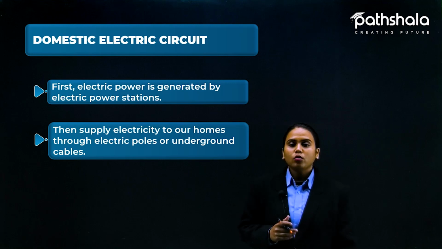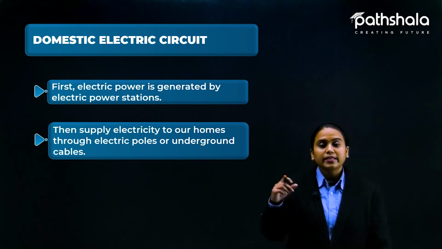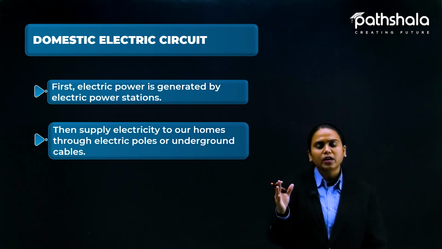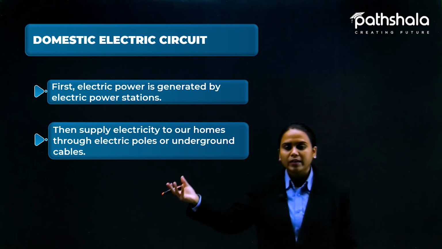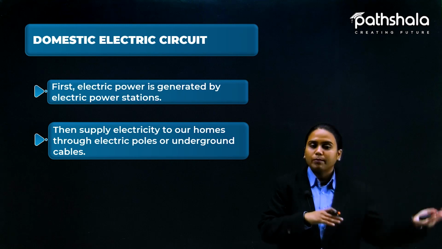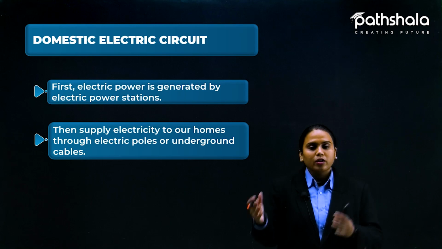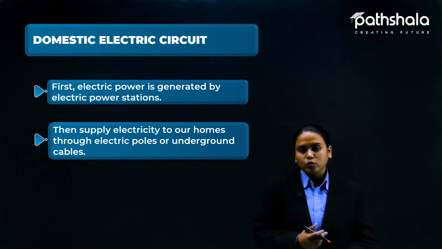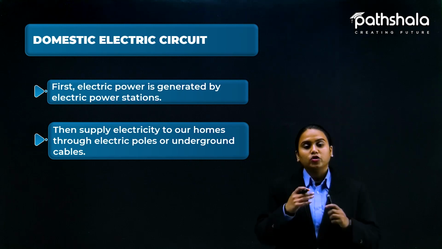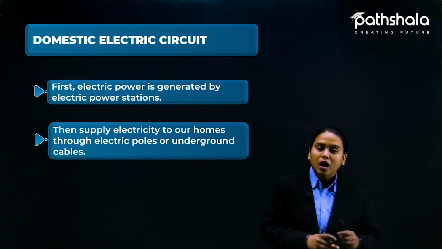Then electricity is supplied to the houses, and this could be through the electric poles that you can see. Most countries have these kinds of electric poles, with wires around that supply the current. Even in India, in different colonies, there are electric poles. But those poles carry a large amount of voltage, and that is reduced when it comes to our houses.